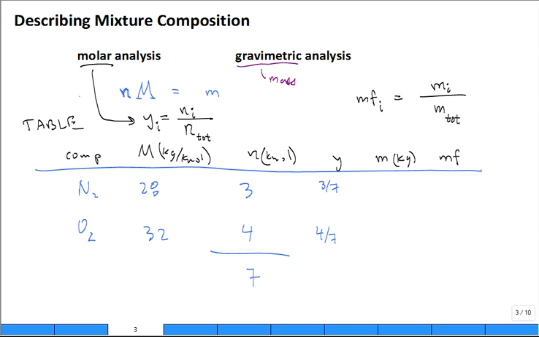And then what is the mass if I had 3 kilomoles of nitrogen? It's 3 times 28. And 4 times 32. And then if you sum that up, you get the total amount of mass. And then to get the mass fraction, it would be the 3 times the 28 divided by that sum of the mass. And 4 times 32 divided by the sum of the mass. True? So you can go between mole fraction and mass fraction. Use a table. I use a table. It helps organize the information.